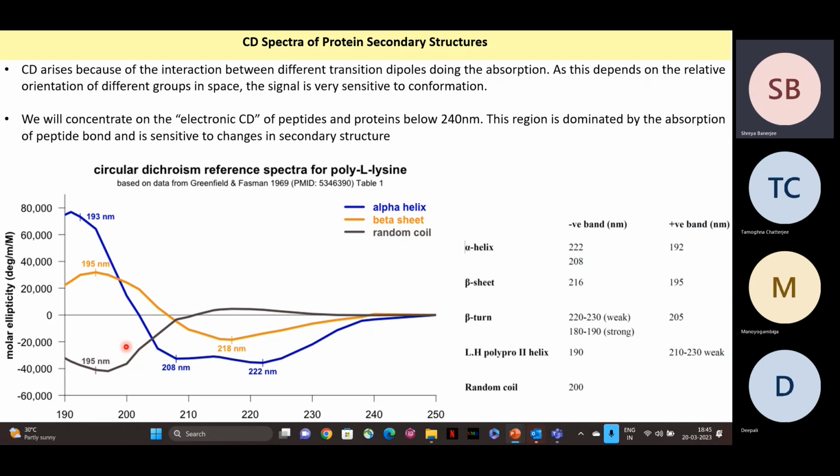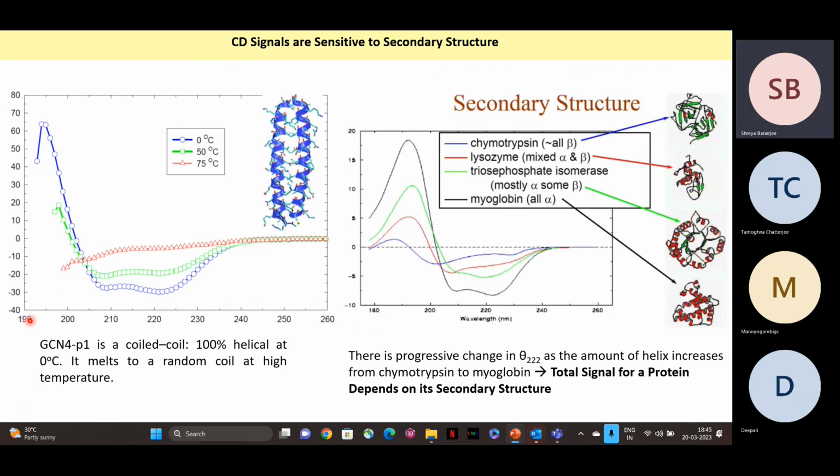So depending on the CD spectra, you can predict the secondary structure of the protein. Here, the general values are given for different protein secondary structures. And if you have an idea of these values, you can find out the secondary structure from the CD spectrum. So CD signals are very sensitive to the secondary structure.